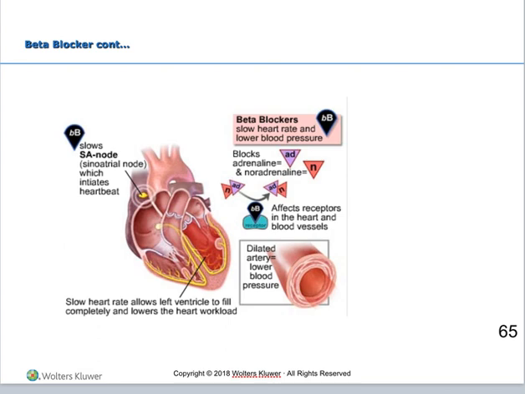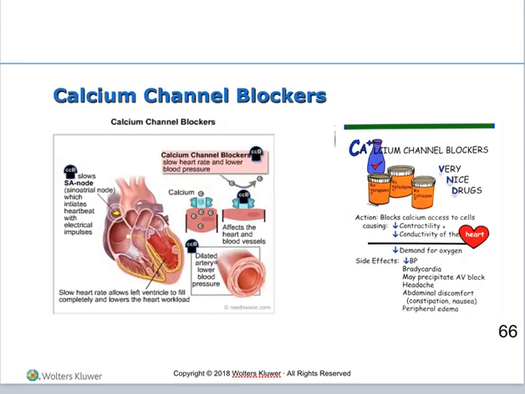All right, let's talk calcium channel blockers. What do they do? Calcium channel blockers block the passage of calcium ions across the heart cell membrane and smooth muscle cell membrane. This causes dilation of the coronary and peripheral arteries, which decreases the workload of the heart and decreases heart contractions.